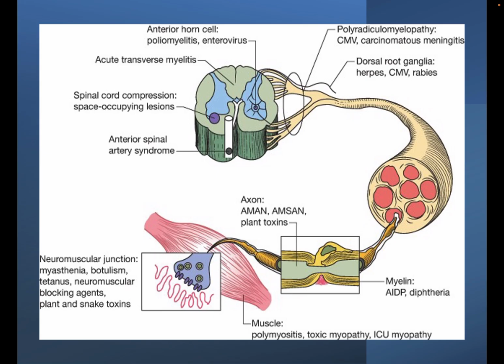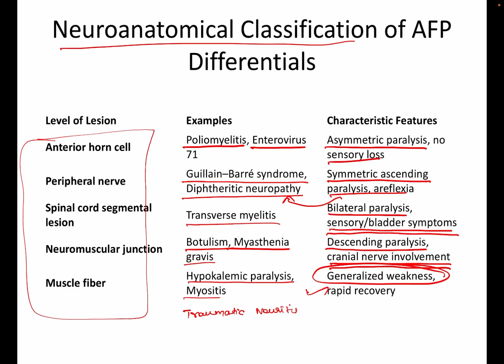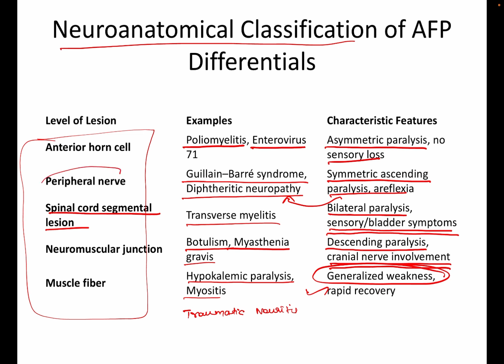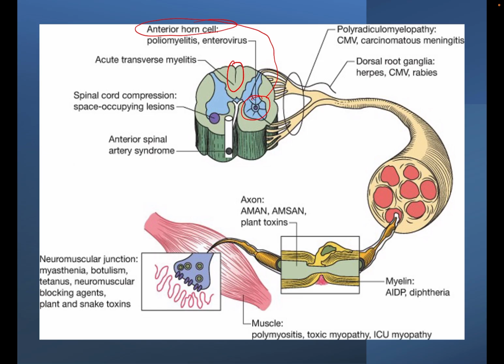Okay, so this can be much appreciated when we correlate with here. Acute transverse myelitis will be present when there is a lesion in the spinal cord segmentation level. In case of poliomyelitis and enterovirus, the lesion will be at the level of the anterior horn. And in case of peripheral nerve involvement, there will be Guillain-Barré syndrome.